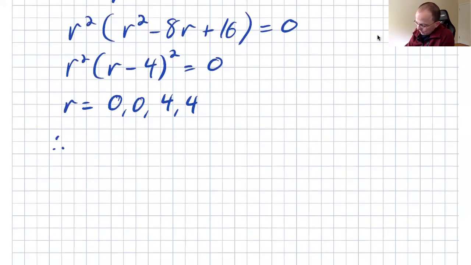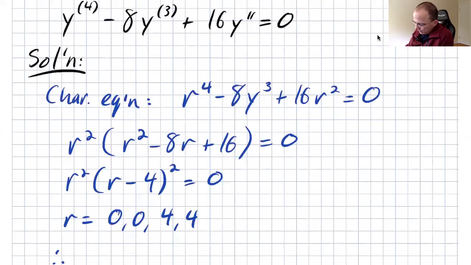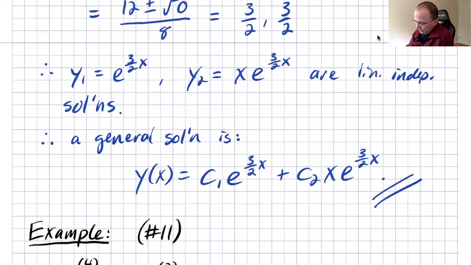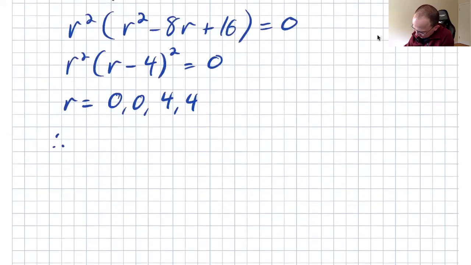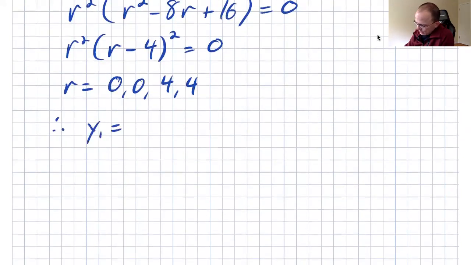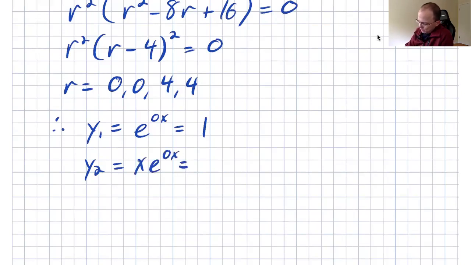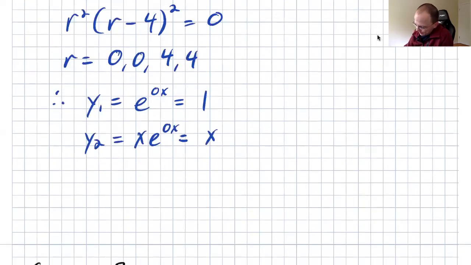So therefore, what are the linearly independent solutions? So we get y1 is equal to e to the 0x, but that's just equal to 1. So e to the 0 is 1. Y2 is also going to be e to the 0x, but it's repeated, so we multiply by x. So we get x e to the 0x. That gives us x times 1, which is x.